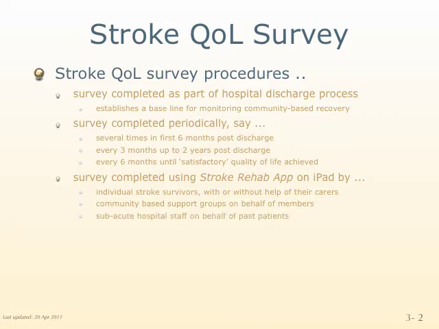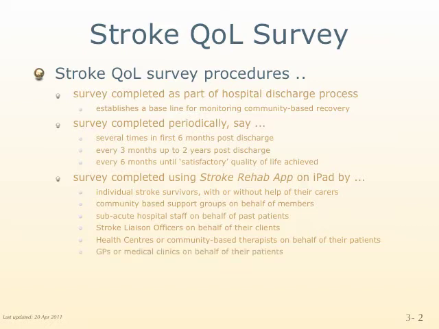Members of staff at subacute hospitals could complete the survey on behalf of past patients. Stroke liaison officers employed by the National Stroke Foundation could complete the survey on behalf of their clients. Community health centre staff or community-based therapists could complete the survey on behalf of their patients. Or GPs or staff at medical clinics could complete the survey on behalf of their patients.